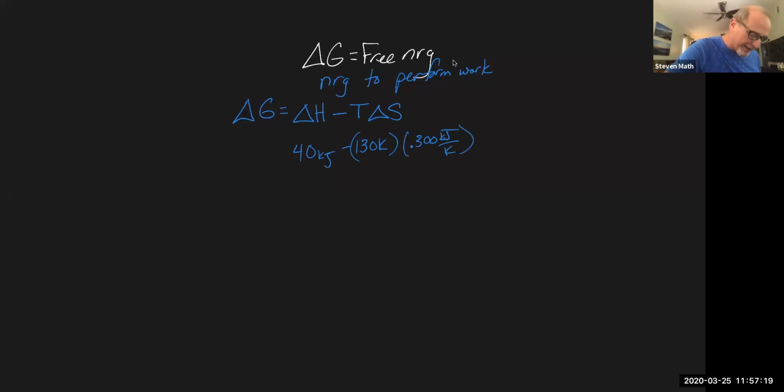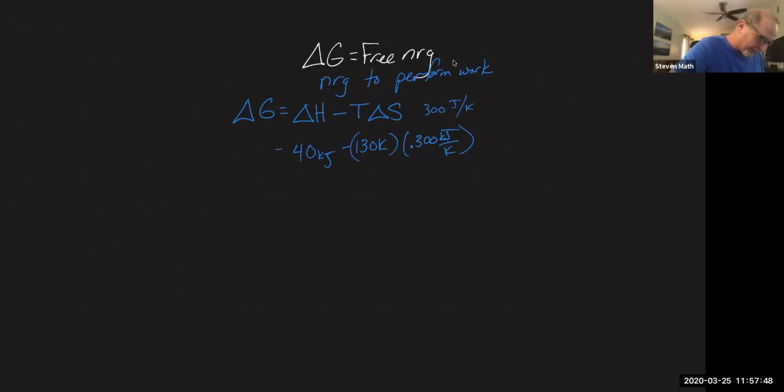Just a heads up, that value for S is usually going to be given as 300 joules per Kelvin, and then we've got to convert that. I think it's a lot easier if we just convert the S to kilojoules rather than the H to joules, because H's and G's are big numbers. S's are small numbers, but we're going to multiply it by a pretty large temperature here. Now, let's face it, 130 Kelvin, not very impressive. Let's see what we find out.